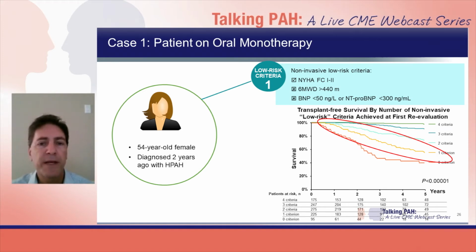Okay, so getting back to this patient, how many low risk criteria did she have? Functional class 2, walk greater than 440, BNP less than 50. She only had 1. And the circle in red here is around the orange line that puts her survival around 60% 5-year, for a 54-year-old newly diagnosed or recently diagnosed patient.